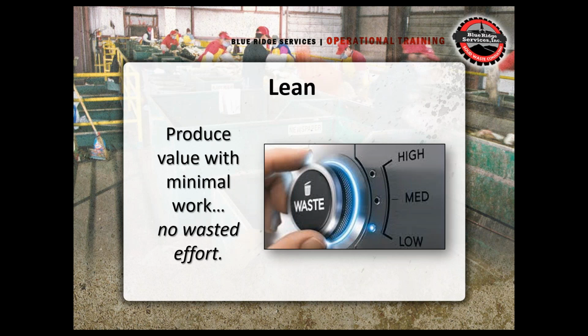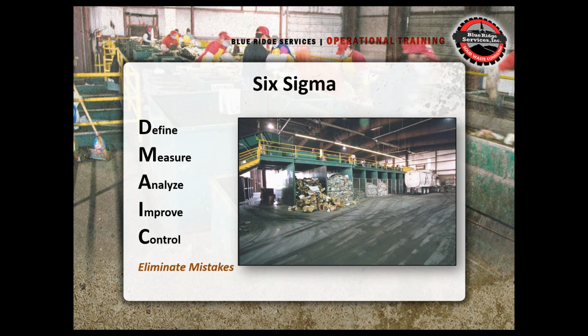So Lean is the process of producing the end result, producing value in your system with the least amount of work. So there's no wasted effort. Basically, we're just not wasting our time doing things that don't matter. We're focused on doing the things that matter. Six Sigma, on the other hand, is an analytical process improvement tool that focuses on eliminating mistakes. Now, you can look at this and see, hey, this is a pretty clean looking system. There's a single pick line up on top. Folks are dropping things down into those cages.